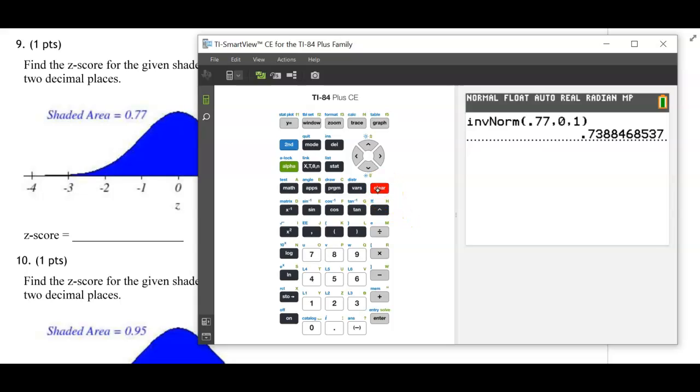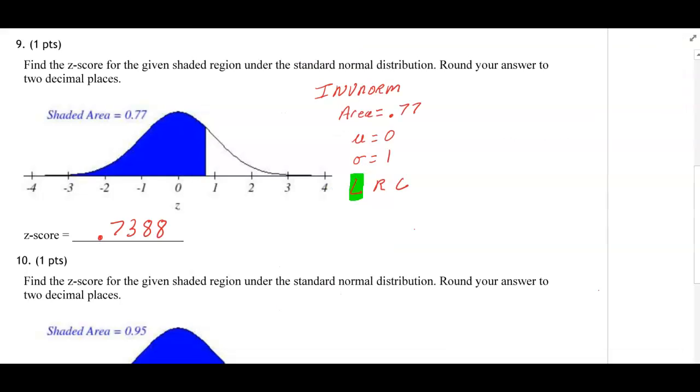Let me do that again. Second vars, you would press number 3. And you would say area 0.77, mean 0, standard deviation 1, and some calculators have left, center, right. You would want the left highlighted. And when you do that, you get 0.7388. So the answer to question number 9, it says 2 decimals, so I would round that to 0.74.